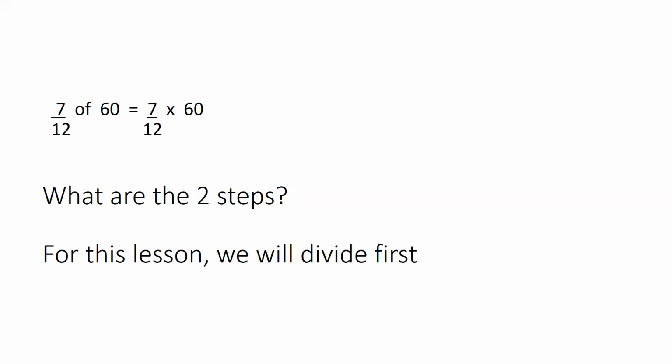What are the 2 steps? Multiply by 7 and divide by 12. We're going to divide first because we can. 60 divided by 12 is 5. We're going to put a 1 here at the bottom because 12 divided by 12 is 1. Now, 7 times 5, see the connection? 7 times 5 gives us our final answer, which is 35.